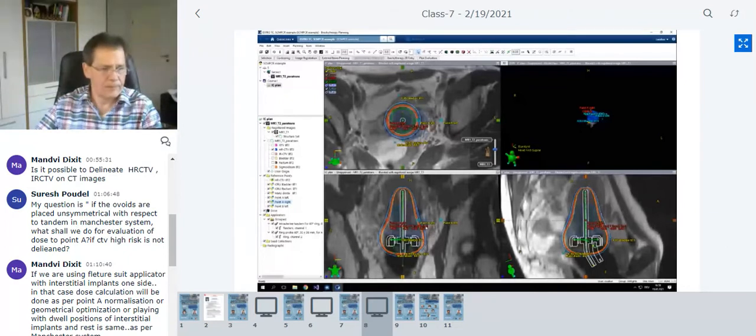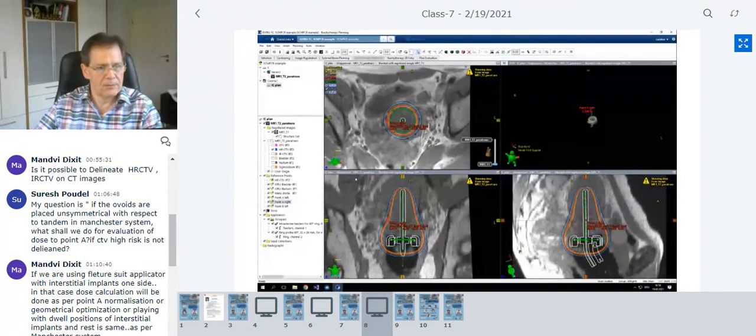Okay, we see already if we just activate the high-risk CTV, and let me go to the T1, that's easier to see for you. Then you see the high-risk CTV is extending to the left patient side, and this is not covered by my plan here. Okay, let's try to improve this situation.